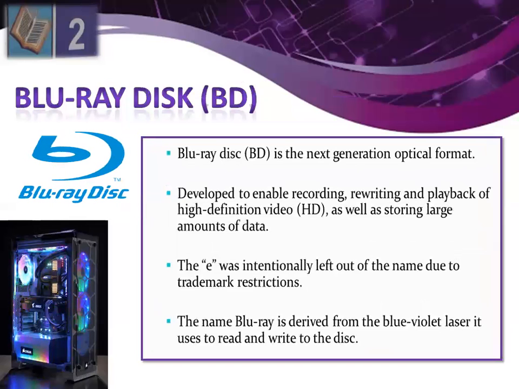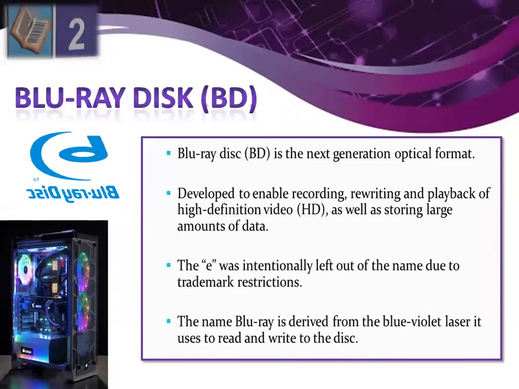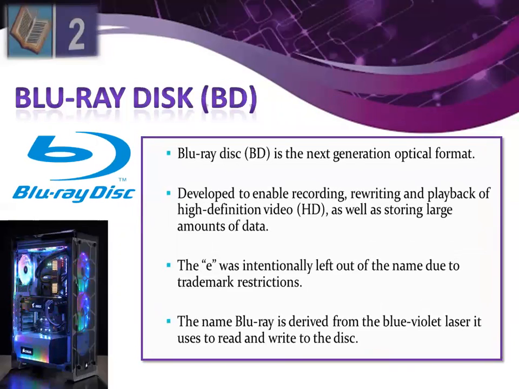Blu-ray disc is the next generation optical format developed to enable recording, rewriting, and playback of high definition video, HD, as well as storing large amounts of data. The E was intentionally left out of the name due to trademark restrictions. It is the word Blu-ray disc, but in the trademark they intentionally skip the E. It is called Blu-ray disc, BD, but we do not write E in this abbreviation.